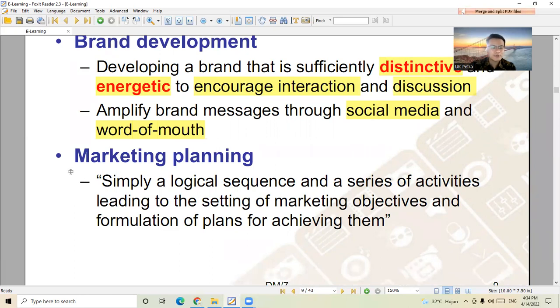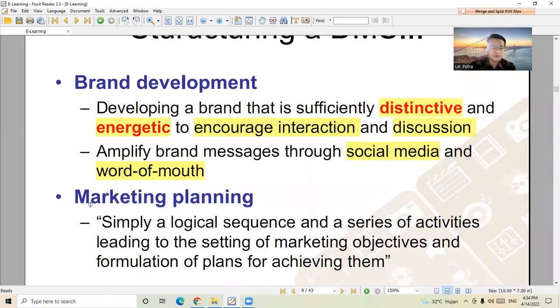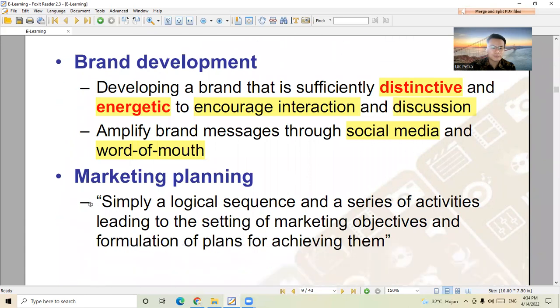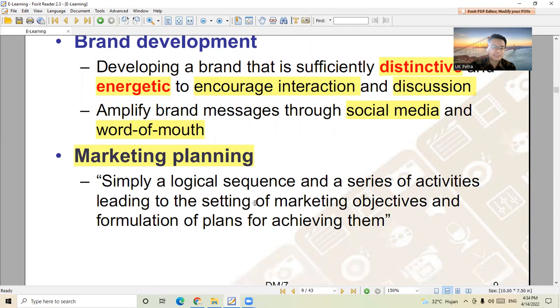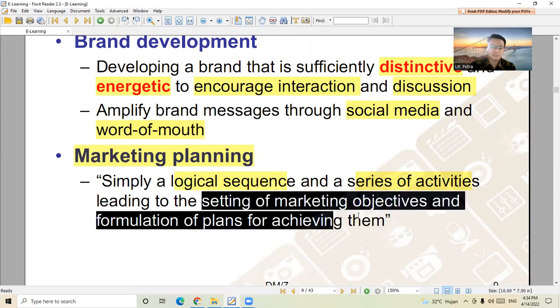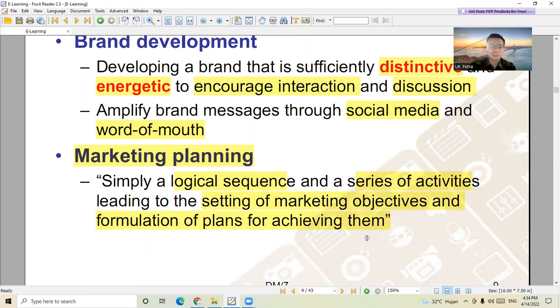The second thing that we have to be concerned about in structuring a DMS is marketing planning. Marketing planning is basically a simple, logical sequence and series of activities leading to the setting of marketing objectives and formulation of a plan for achievement. It's actually the planning to do the marketing.